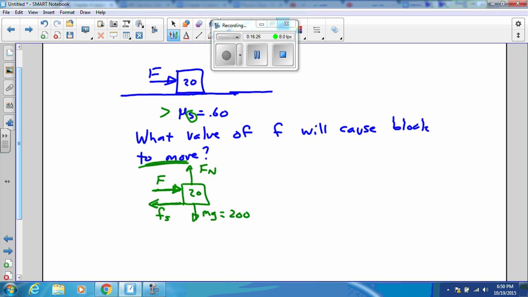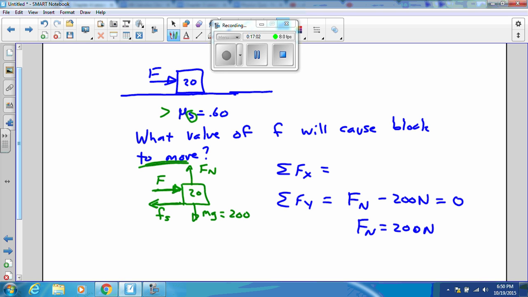Now we're going to analyze it with the horizontal and vertical components separated. So we do the sum of forces in the x direction and the sum of forces in the y direction. Let's do the y direction first because that's more familiar to you. We have Fn pointing up, and we have mg, which is 200 newtons, pulling down. And the sum of forces in this direction is going to be 0 because the block is not accelerating in the vertical direction. It's sitting there on the table.